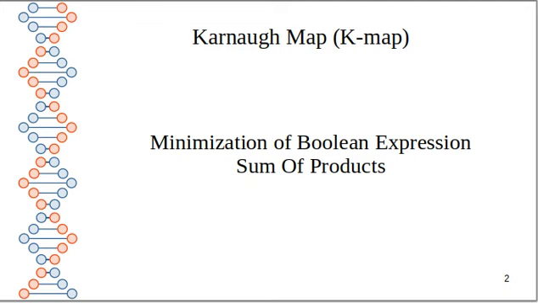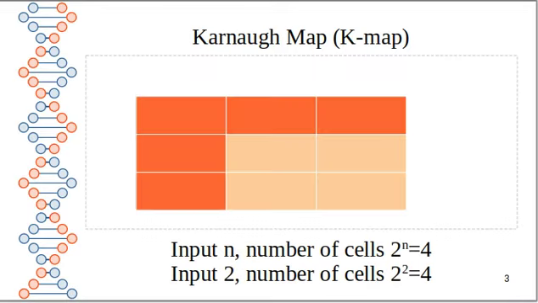Now sum of the products method. We will learn the sum of the product method first. So first, how we have to find the table. Based on the input values we have to create the table. For input n, the number of cells will be 2 to the power n. So if input is 2, the number of cells is 2 to the power 2, that is 4.